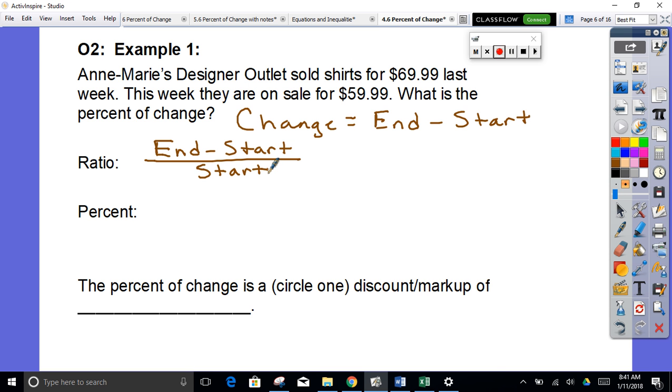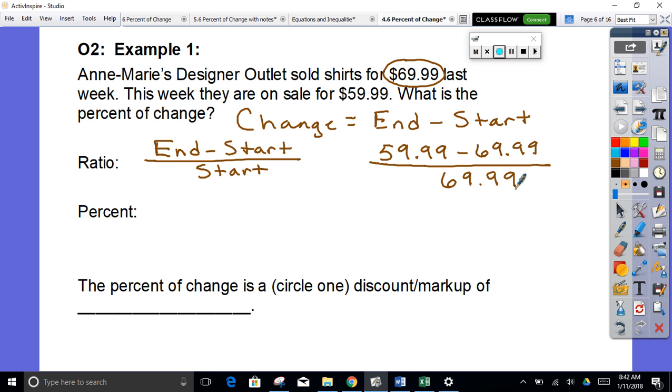So if I take the end, which is $59.99, that's the second price, minus $69.99, and then I'm going to divide by the starting price. So I'm going to divide by $69.99. So $59.99 minus $69.99 is negative 10 over $69.99. If I do 10 divided by $69.99, I get 0.143. Now that is a decimal. I do need to convert that to a percent.